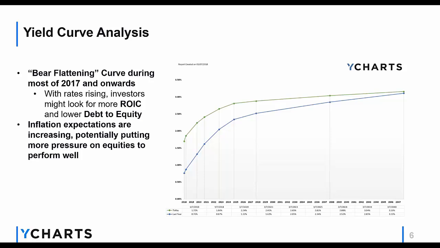So some of the things you might be reading about in the media is mention of a bear flattening yield curve that's been going on for a lot of 2017 and moving into this year. And a lot of that is because of a new Fed chair and some anticipation of rates rising. So maybe two relative metrics that we can use in our analysis today are ROIC and a lower debt to equity ratio.